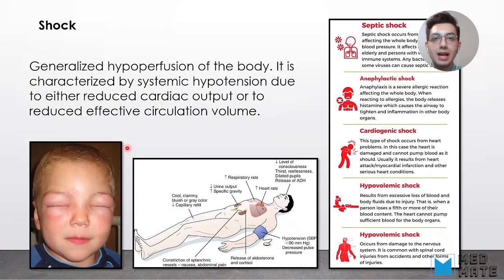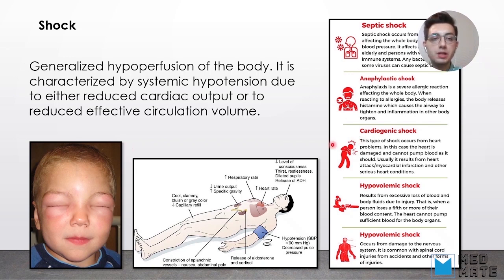The last hemodynamic disorder that we want to talk about today is shock. Now, shock is generalized hypoperfusion of the body, meaning that the blood is not sufficiently getting into different parts of the body. It is characterized by systemic hypotension due to either reduced cardiac output or reduced effective circulation volume. So what we have to keep in mind is that this is systemic hypotension, so many organs are undergoing this situation.